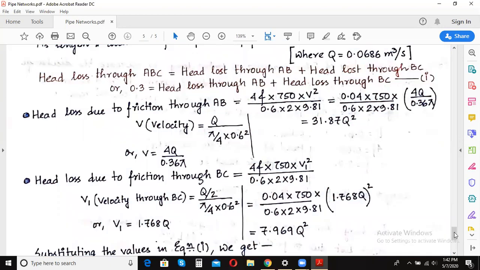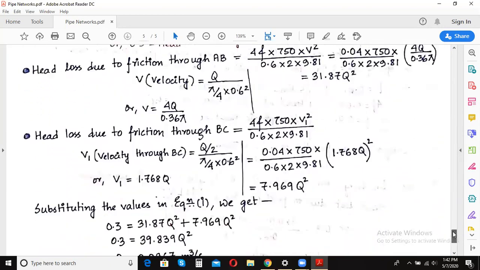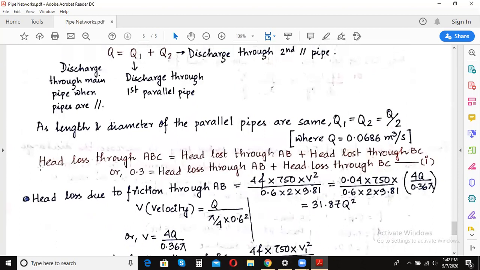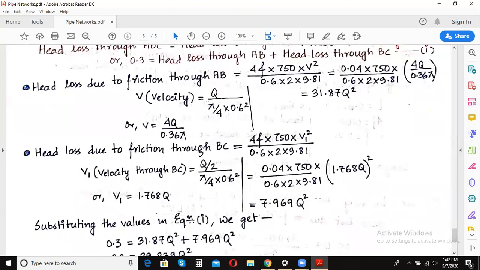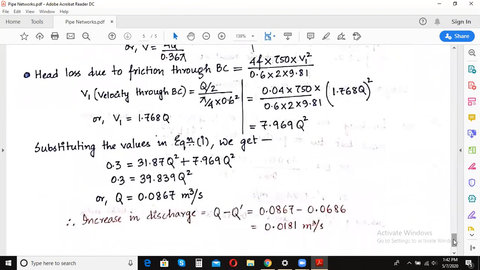And what did you know? You knew that the head loss through ABC, the entire length of the pipe, is going to be equal to head loss through AB plus head loss through BC. So head loss through ABC is 0.3. Head loss through AB is 31.87 Q square, and the head loss through BC is 7.969 Q square, right? So you put in the values, and the only unknown here is Q. So Q is equal to 0.0867 meter cube per second.